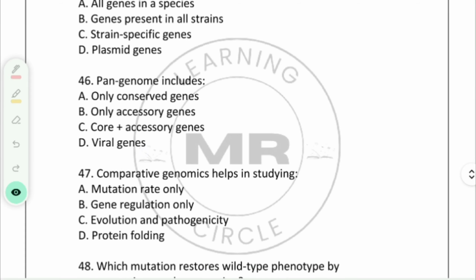Question number 46. Pan-genome includes, options are A. only conserved genes, B. only accessory genes, C. core plus accessory genes, D. viral genes. So the correct answer for this question is option C, core plus accessory genes.